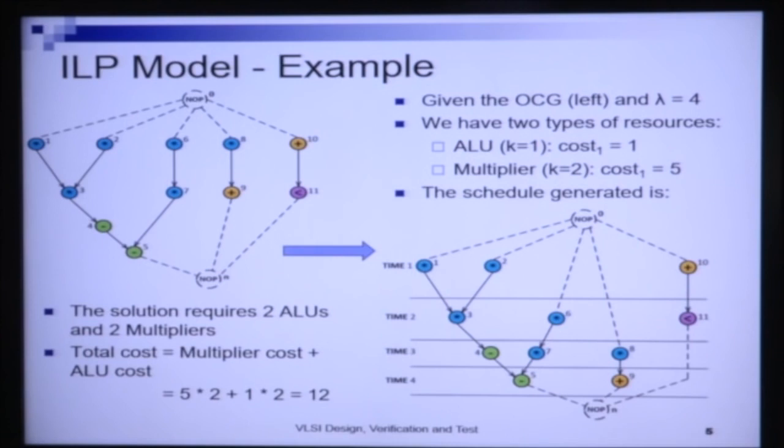So what is the cost? Let us say if I require 2 ALUs and 2 multipliers, the total cost will be the total multiplier cost plus the total ALU cost. So what will be the total area cost of the circuit? 5 is the cost of one instance of the multiplier. I have two multipliers, so the total cost is 10, and 1 is the area cost of the ALU. I have two ALUs, so 2 is the total ALU cost. So the total area cost of the circuit becomes 12.